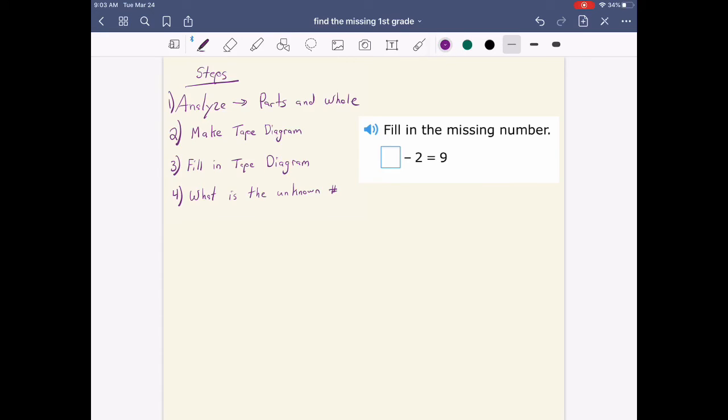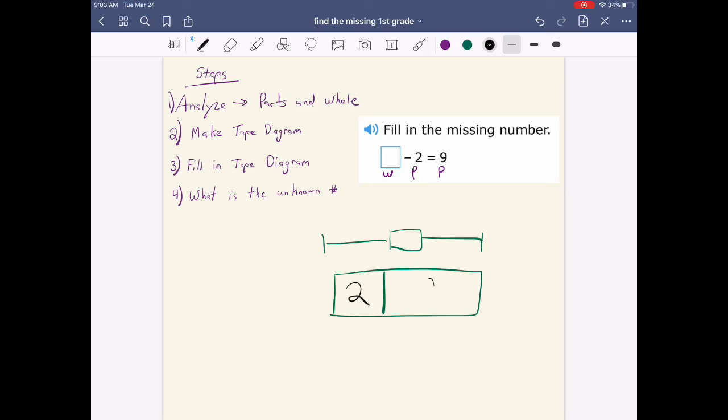All right, so let's see how you guys did. Step 1, analyze what are the parts. Here's my whole, part. Step 2, make your tape diagram, just like that. All right. Step 3, fill in the tape diagram. Oh, I don't know what my whole is, so I'll leave the top one blank, but I know my parts. This part's a little smaller, so I'll make it a little smaller, and this one's a lot bigger. All right. In step 4, what is the unknown? Well, here's my parts. So you have to add these to equal that. 2 plus 9 is 11. So the answer is 11 minus 2 equals 9.